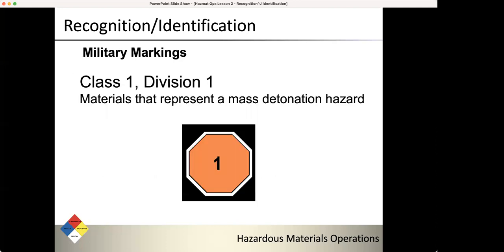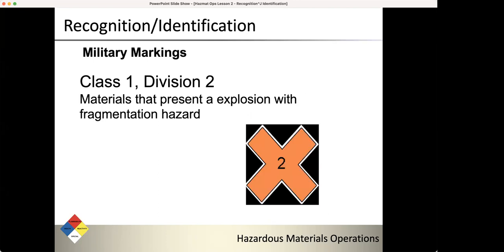There's also some military markings that you may see out and about. Class 1, Division 1. So stop sign, mass detonation hazard, stop. That's how I think about this one. These classes and divisions are going to be very similar to our DOT ones, but the symbols are different. So stop sign, that's the worst. Just stop right there. An X, fragmentation hazard. It's Division 2. I just kind of imagine fragments coming out from the center there, like an X.